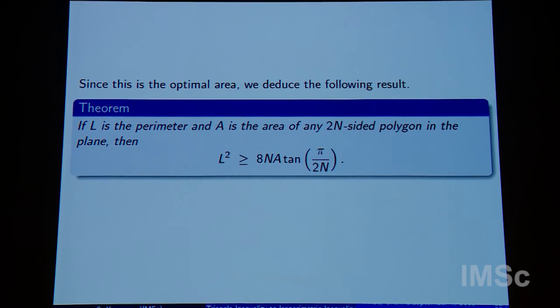Okay. So, take any 2n-sided polygon, this theorem is true. If L is the perimeter and A is the area, and 2n is the number of sides, then this inequality always holds. Good.